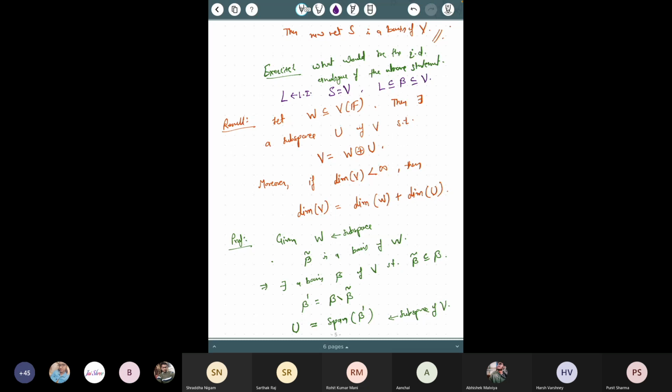So this way you can write this statement. In a vector space V, if you have a linearly independent set, then you can always extend it to a basis of V. For finite dimension, it is very clear. You can keep on adding the vectors until it becomes a basis. For infinite dimension, you say that there exists a basis that contains this linearly independent set. Okay, so we stop here.